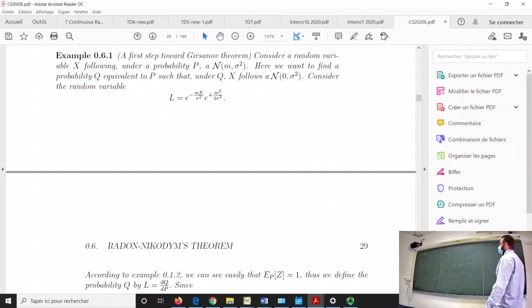So now I use my statement. My statement tells me that X follows N(m, sigma square) under P. So it means that I know the characteristic function of X under P. What is it? I know that if I want to compute this kind of term here, written this way, itX, okay, I obtain what? What is this?